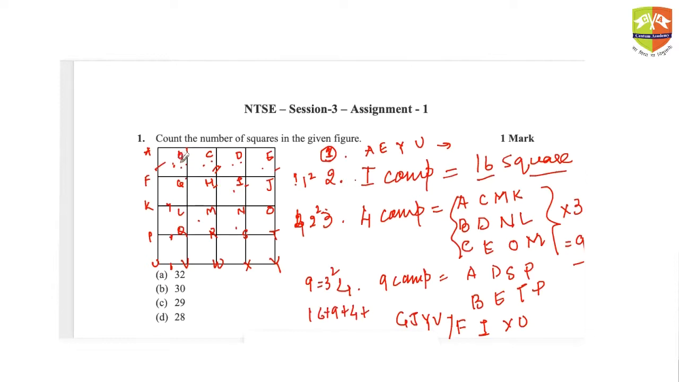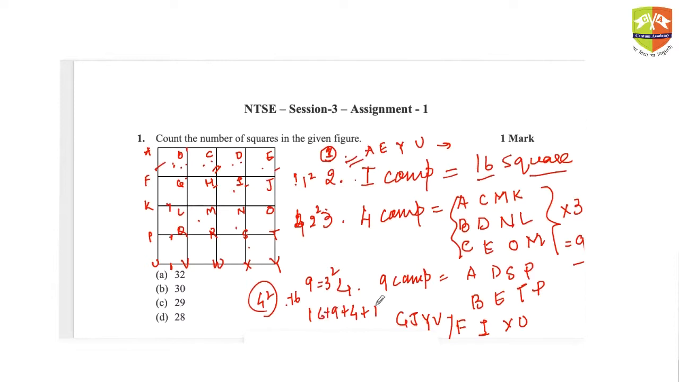So with one component I have taken, with four component I have taken, with nine components I have taken. After 9, 1 square, 2 square, 3 square, what is left out? 4 square. 4 square is equal to 16, which I am getting here. So that's how you come to know whether you are left out with any square or not.